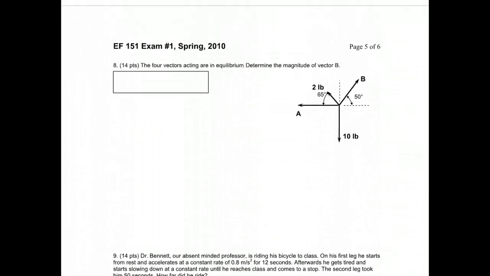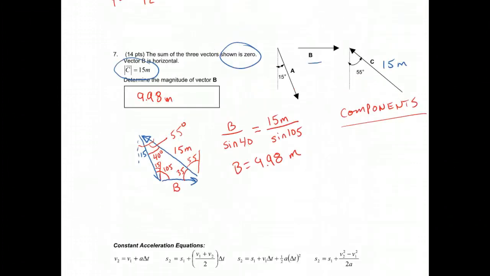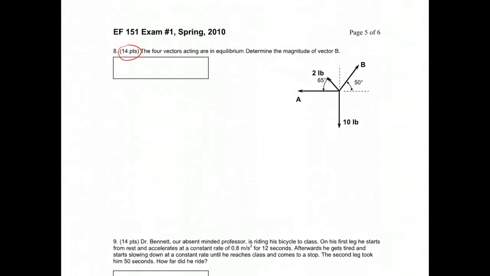All right, 4 vectors. Here's a 14-point problem, and the previous one, I believe, was a 14-point problem. 4 vectors acting in equilibrium. Determine the magnitude of B. So again, we know that all of these have to add up to 0 because it says equilibrium.